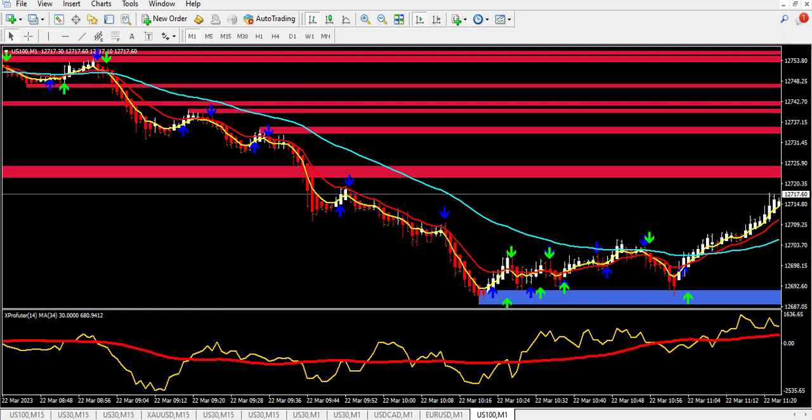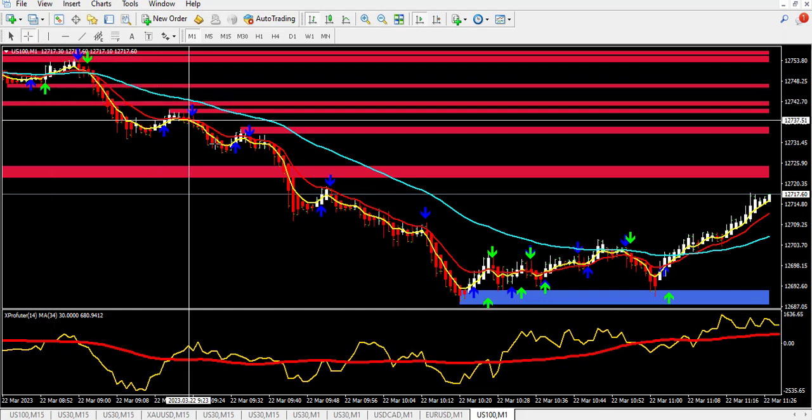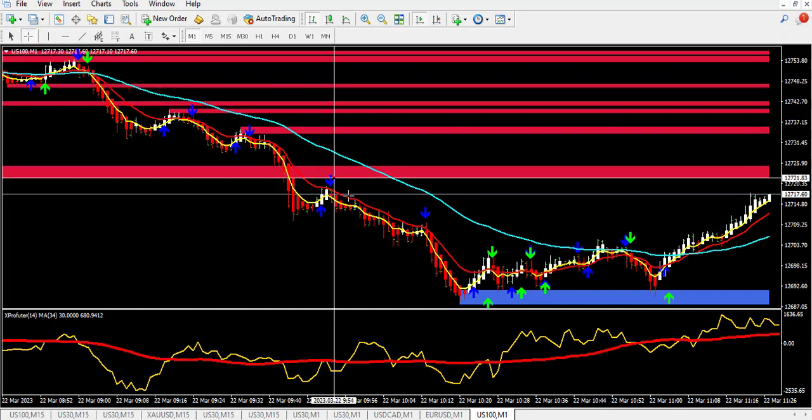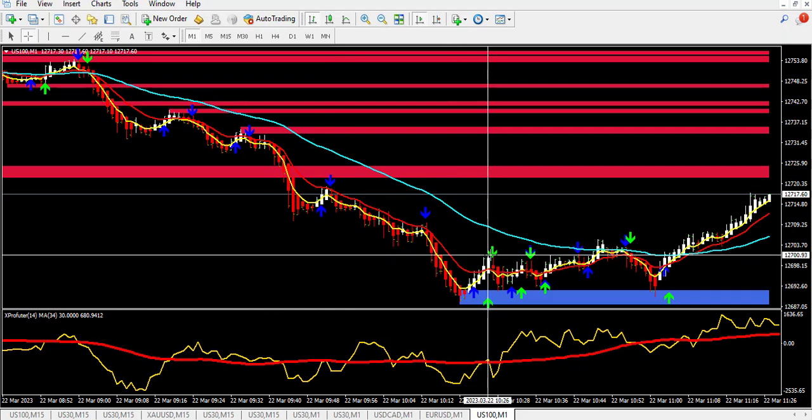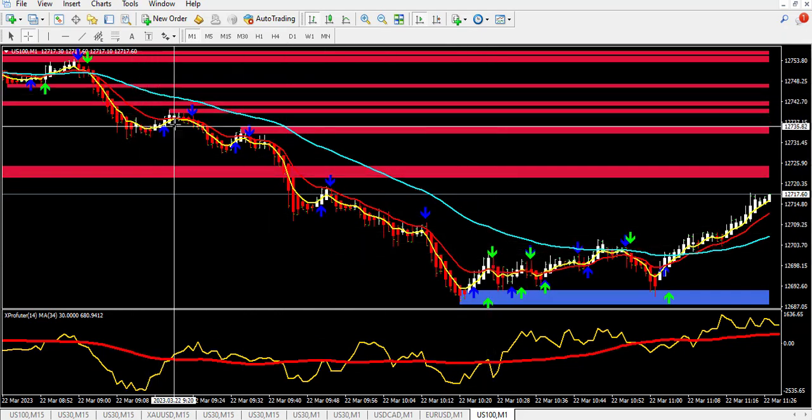So these 2 indicators, this blue arrow and the green arrow, do not repaint. Then I have these moving averages on my chart.